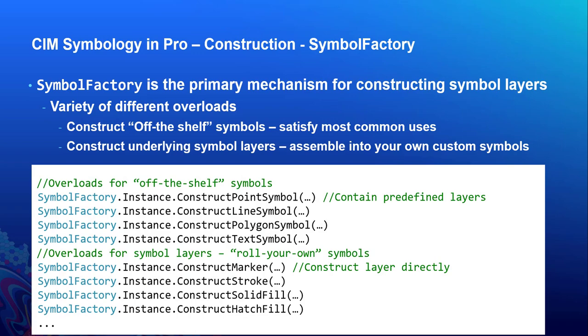When it comes to constructing symbols or symbol layers, a symbol factory is going to be a primary mechanism. There are a variety of ready-to-go off-the-shelf symbols that you can construct through the construct point, line, polygon, and text symbol overloads. And in those cases, they come with a set of predefined symbol layers. Or if you want to roll your own, you can use the construct marker, stroke, and fill variants, those overloads, to make your own symbol layers and then assemble them into your own particular combinations.